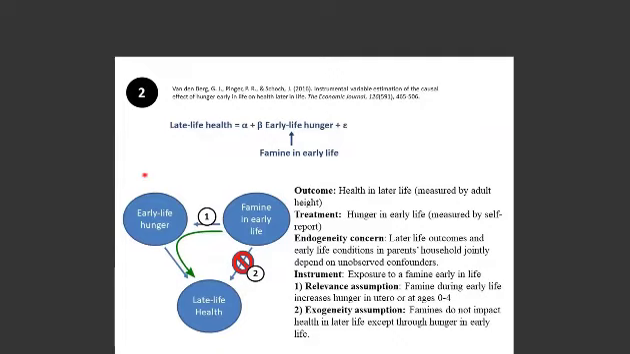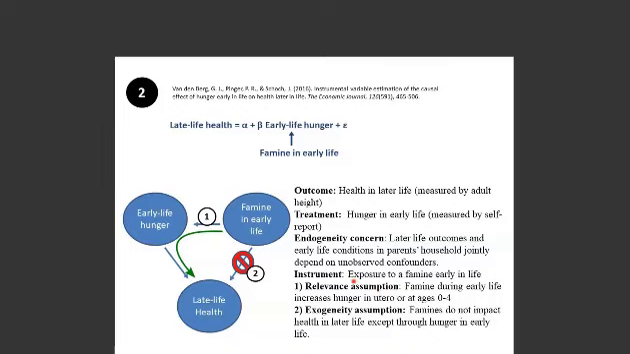In this next example, the authors are interested in looking at the impact of early life hunger on late life health. So the outcome here is health in later life. Treatment is hunger in early life. And the endogeneity concern here is that later life outcomes and early life conditions in parents' households jointly depend on unobservable confounders.